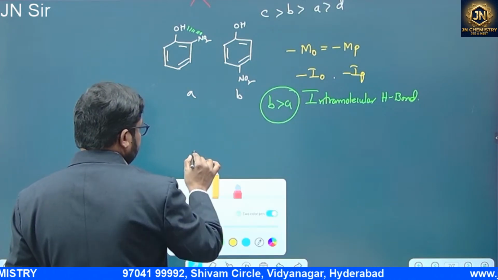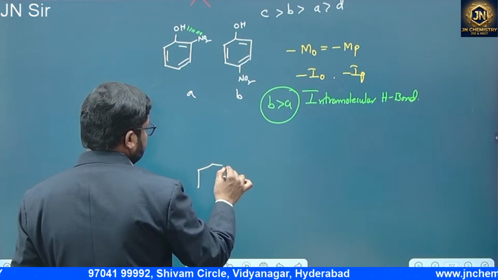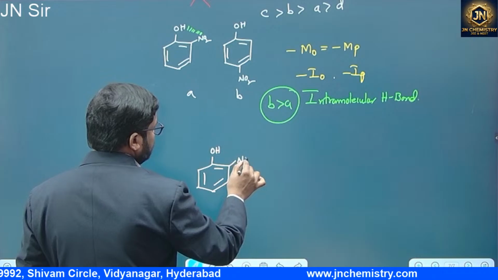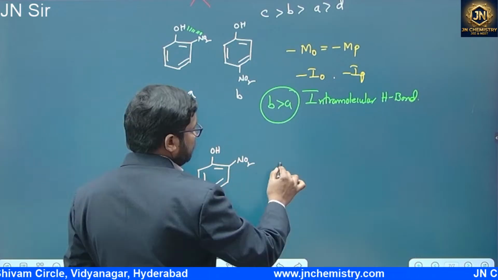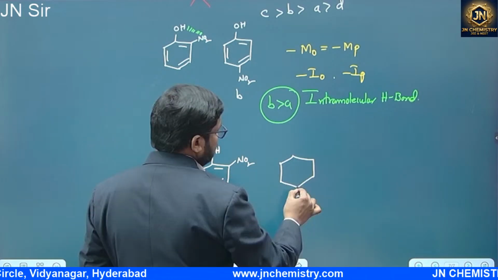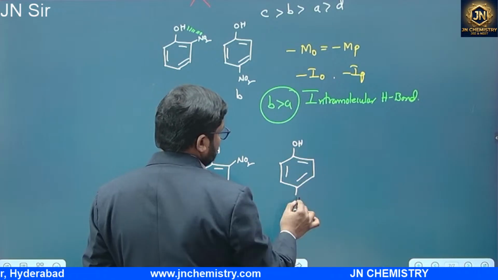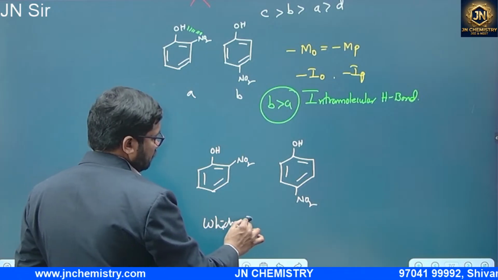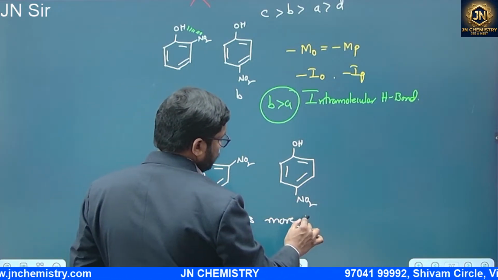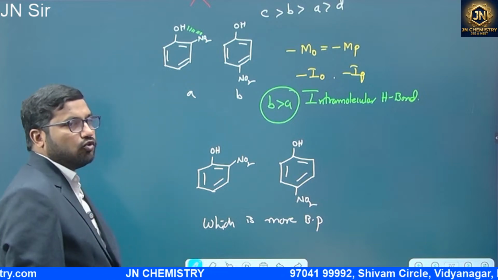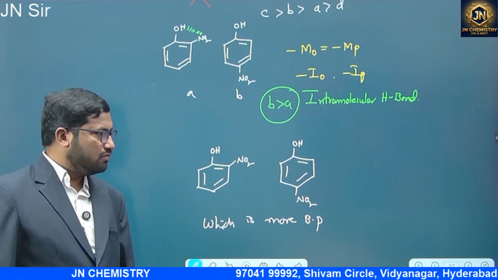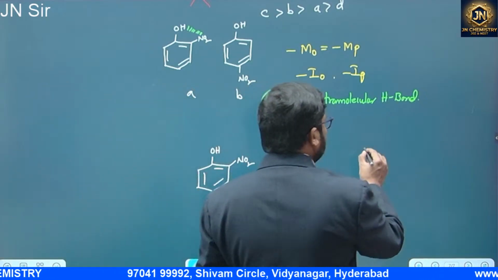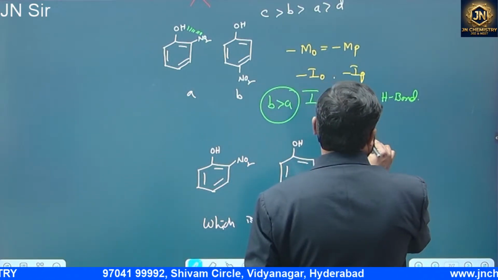Which has the higher boiling point? How can we say which has the higher boiling point? For example, alcohol and ether, which has the higher boiling point?